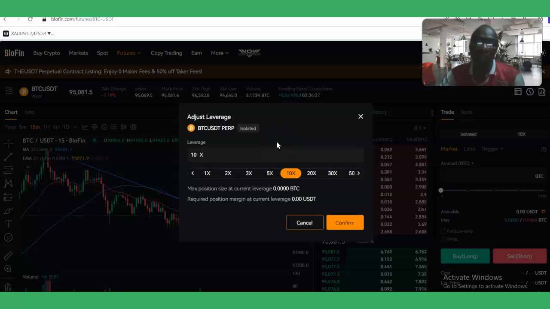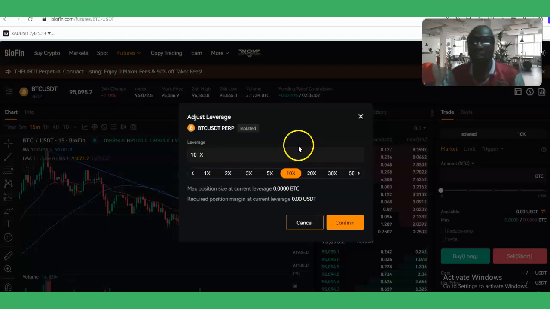We all know what leverage is all about. So in this BTC perpetual isolated, we have the 1x, the 2x, the 3x, 5x, 20x, 30x, 50x. See the scroll arrow here, you can extend it to 100.